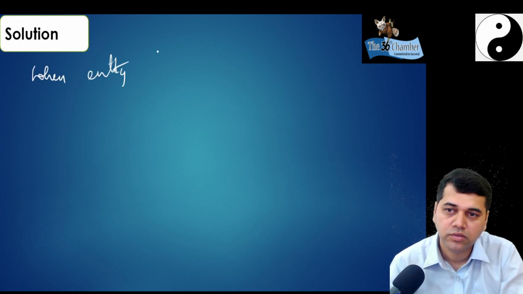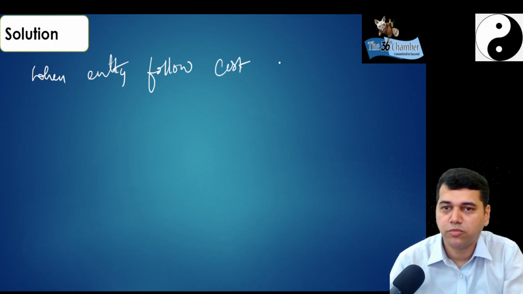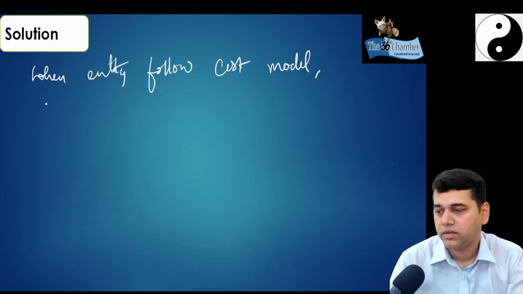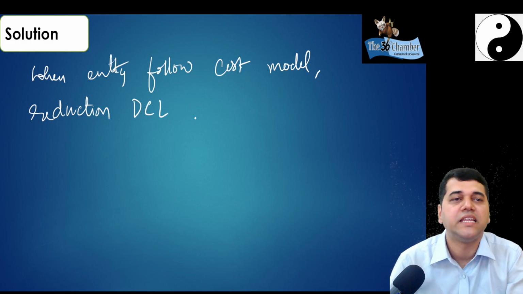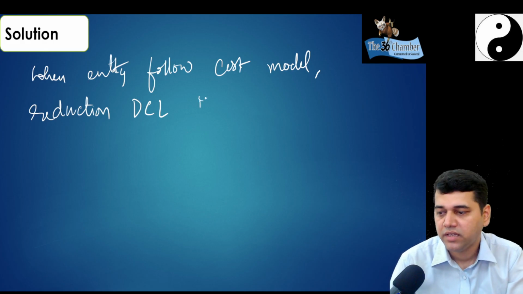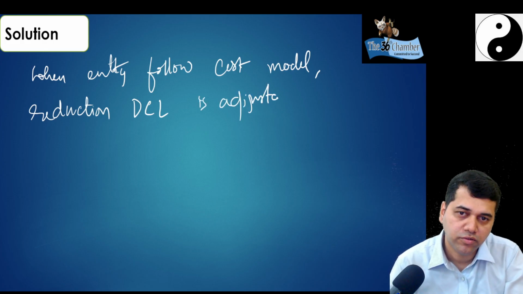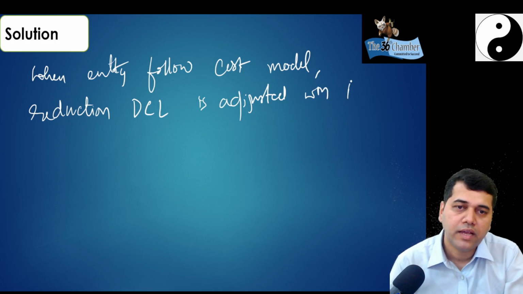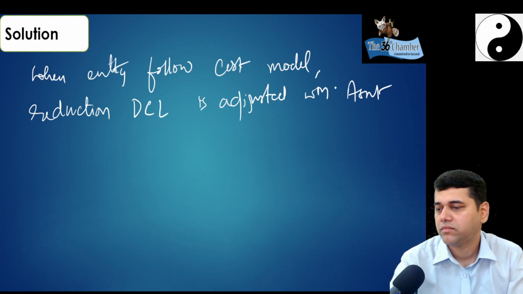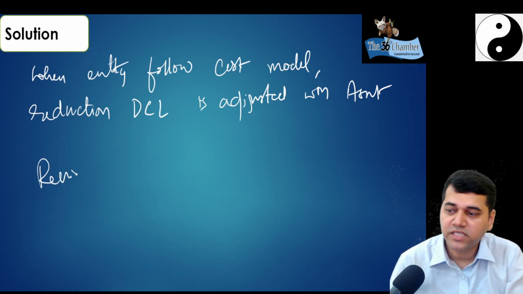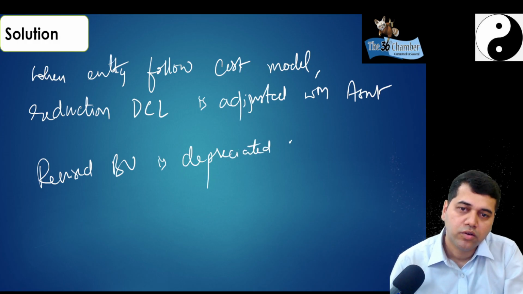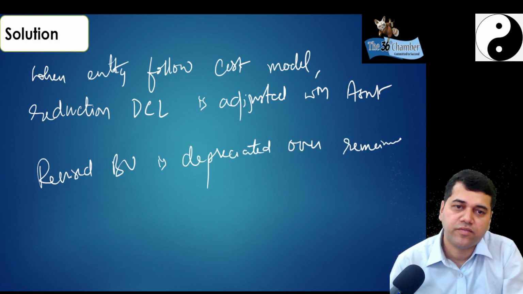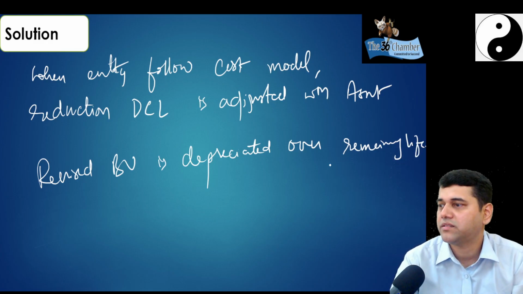When the entity follows the cost model, a reduction in the decommissioning liability, DCL, is adjusted with the asset, PPE. The revised book value is depreciated over the remaining life. Yes, we understand it. It's a change in estimate.